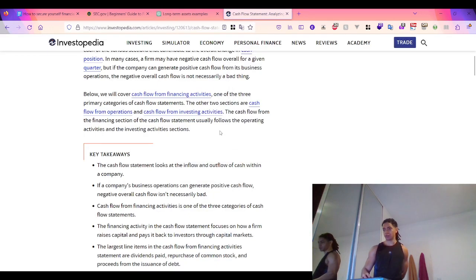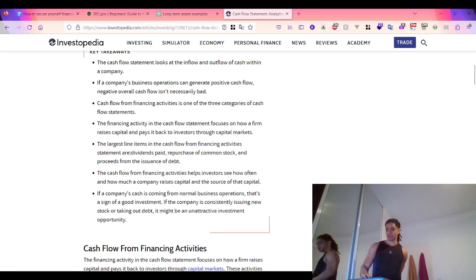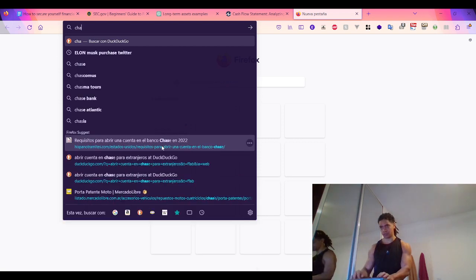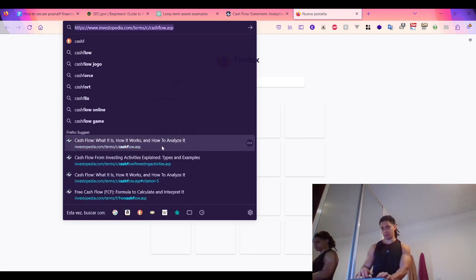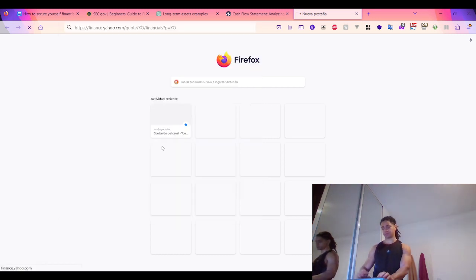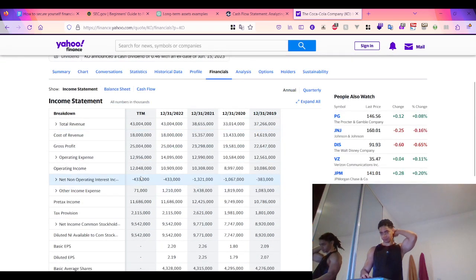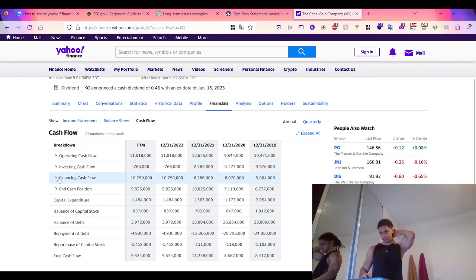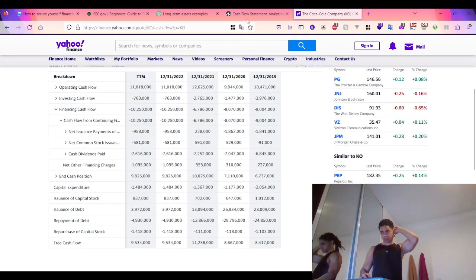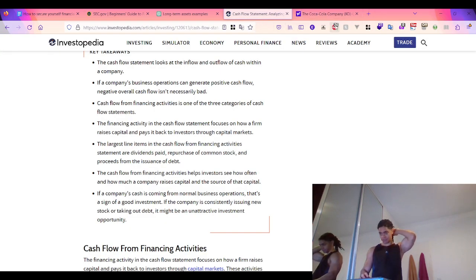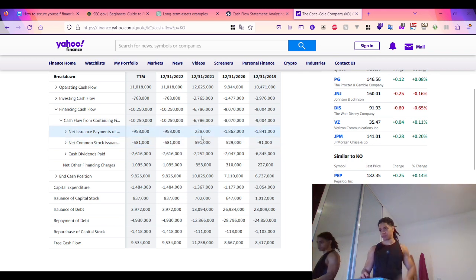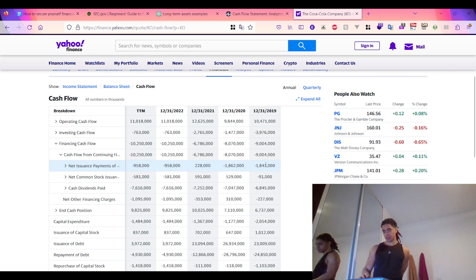If I keep reading about this, the cash flow from financing activity helps investors see how often and how much a company raised capital and the source of the capital. So, for example, if I look at the cash flow of Coca-Cola, the financing cash flow here, it helps investors see how much and how often it raised capital from financing activities.